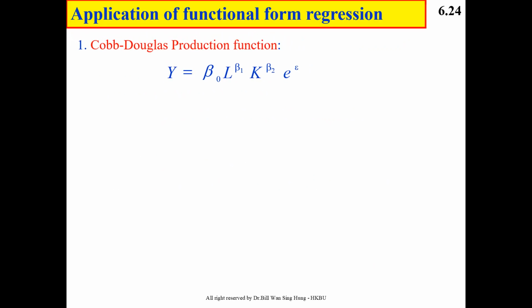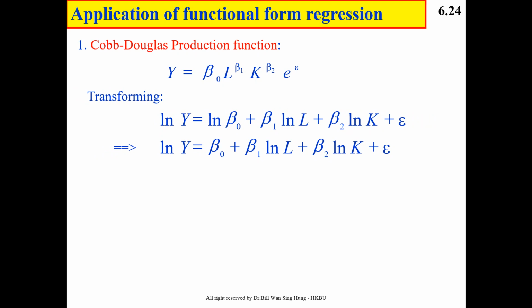Application of functional form regression. One of the most widely used forms of regression is that of the Cobb-Douglas production function, and it is of the form y is equal to beta naught L raised to the power beta 1 K raised to the power beta 2 e raised to the power epsilon. And this model is linear in parameters, but non-linear in variables.